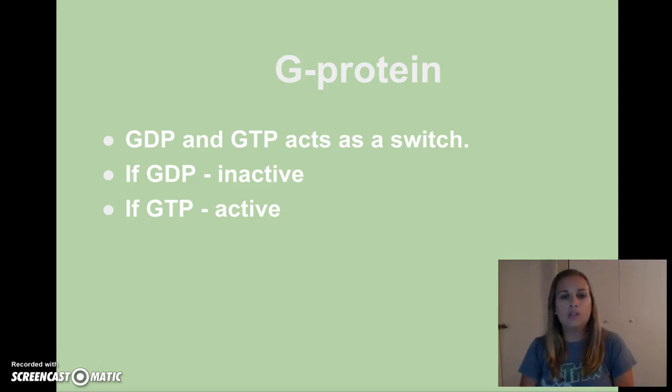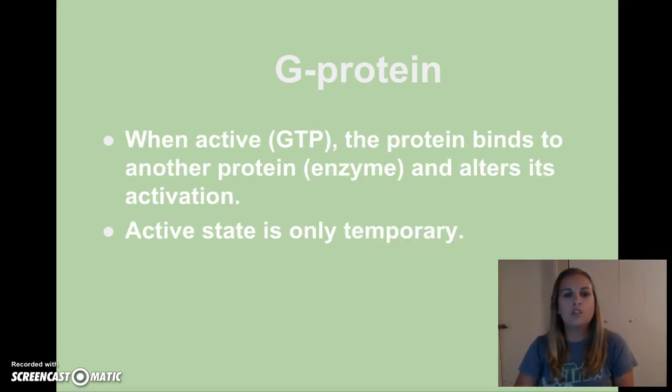So this G protein is going to use GDP and GTP as a switch. And so the GDP is guanosine diphosphate, GTP is guanosine triphosphate, and just like ADP and ATP, GDP is going to be inactive. It has less energy than GTP. That is the active form. And so when it's active, the protein is going to bind to another protein, and it's going to alter its activation. And so this active state is only temporary, so it very much acts as a switch where it's turned on only when that switch is on, and then it gets turned off.